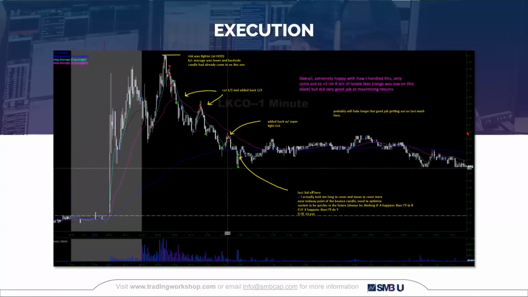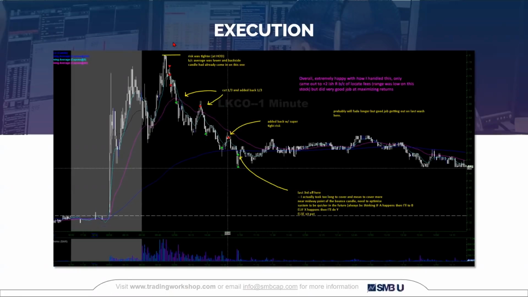So here's the execution. Overall, I was happy with the execution. On extensions, I tend to short front side and then add on the backside, just because that's where I found the higher, not win rate, but R's. I'm generally able to get more R's out of a play. So risk was tighter since the backside candle came in. It was far different than any other candle we saw in the extension, and it was on high volume, as you can see. The risk was high of day.